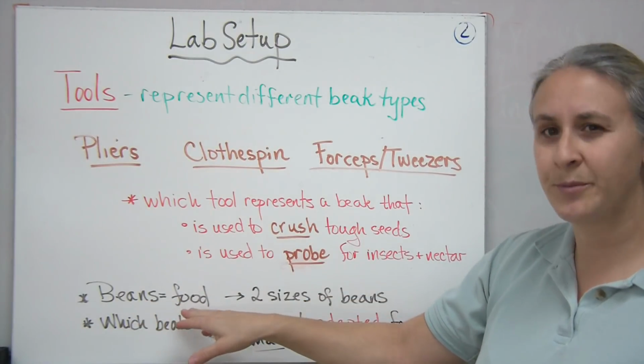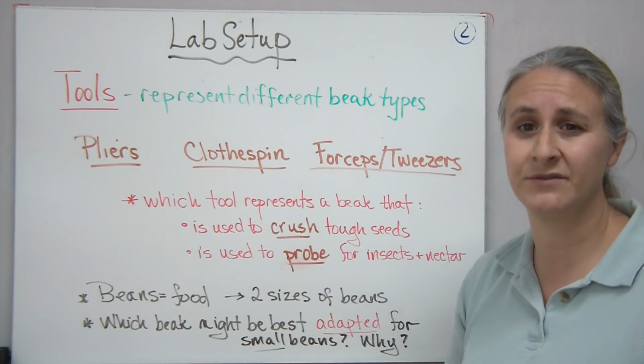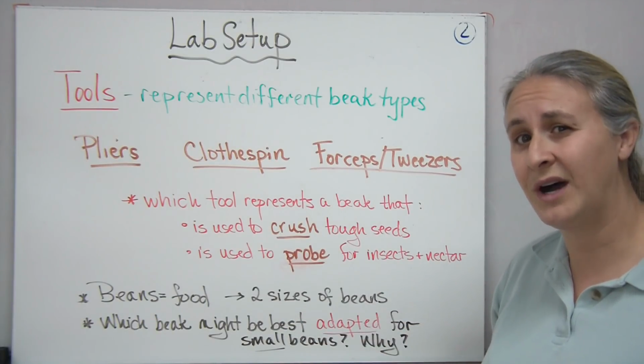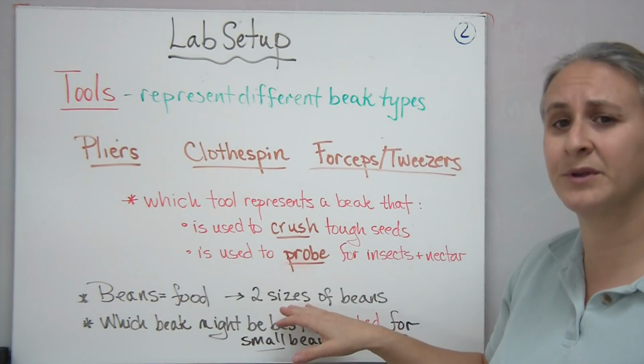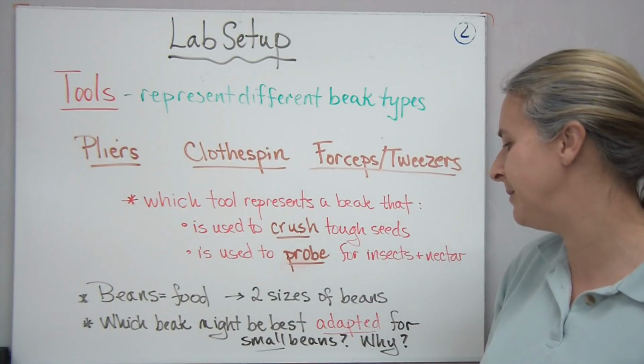In our lab, the beans represented food. In the beginning, we had some very small lentils, very tiny beans, and if you went to the new island, there were some larger white beans, which maybe were a little bit easier to pick up if you were kind of clumsy with those smaller, tiny, itty-bitty beans.